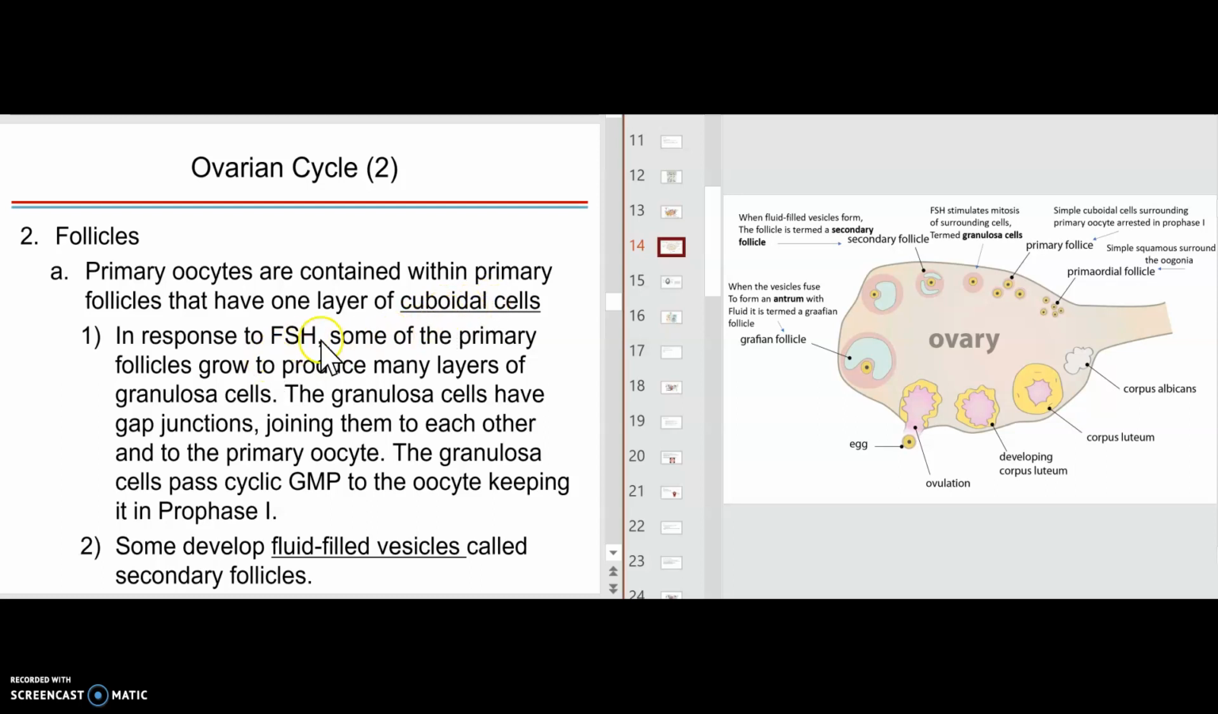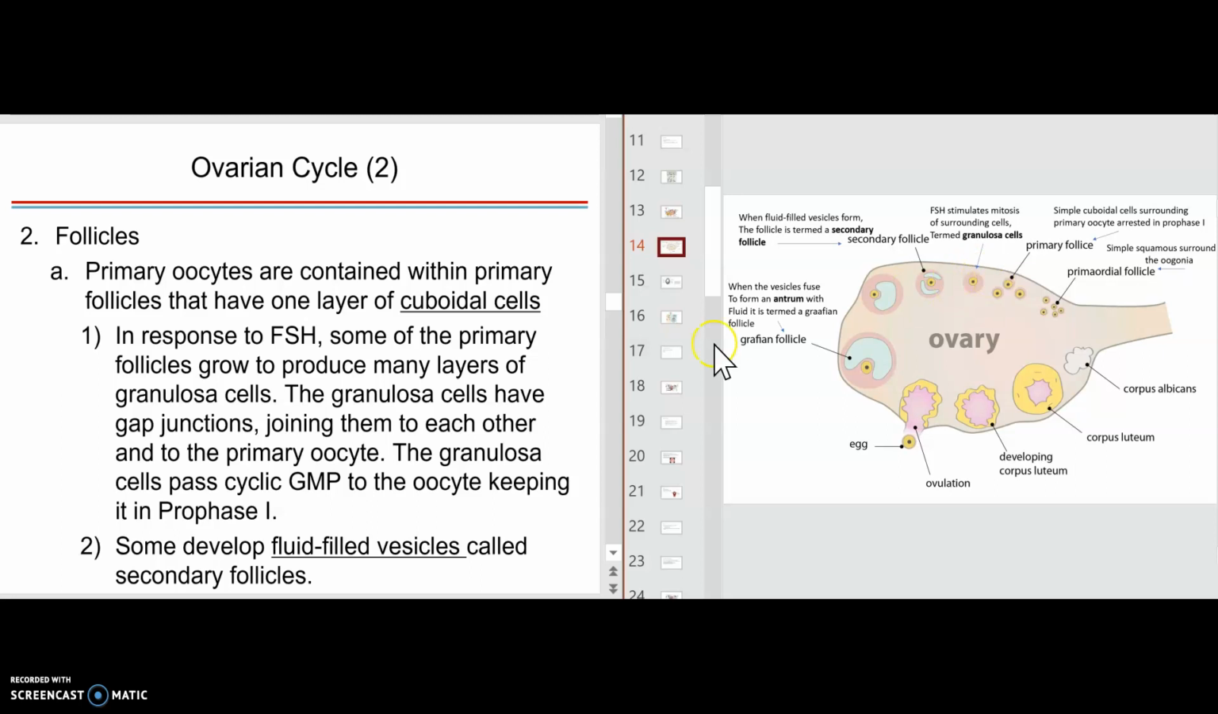Now, in response to FSH, the primary follicle, whose cells went cuboidal, will start to multiply and have a bunch of cells surrounding this primary oocyte. When they multiply, you have several layers of these cuboidal cells. We term those granulosa cells. So now the primary follicle is still a primary follicle, but now it has granulosa cells, and the only difference is that it's multiple layers of cuboidal cells.